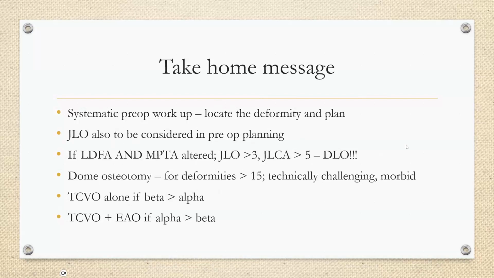The most definite indication for double osteotomy is if there is a deformity at the lateral distal femur as well as the MPTA, and the joint line obliquity is greater than 3 and JLCA greater than 5. Dome osteotomy is indicated for larger deformities, but the technique is more challenging and morbid and not commonly done. With respect to TCVO, two angles are to be kept in mind. If the beta angle is greater than the alpha angle, TCVO alone is adequate to correct the deformity. If the correction angle is more than the beta angle, it requires an additional extra-articular procedure.